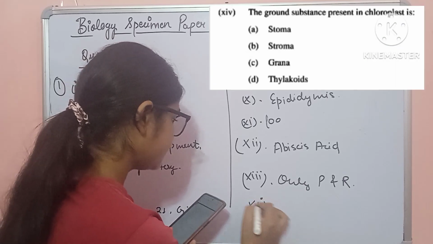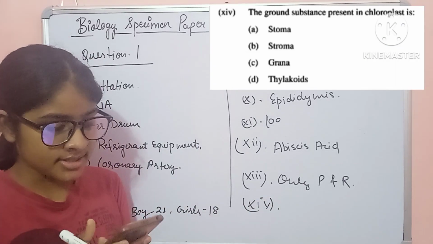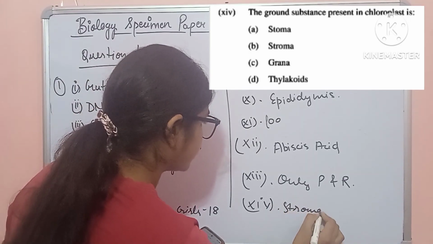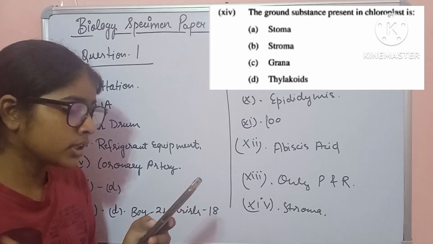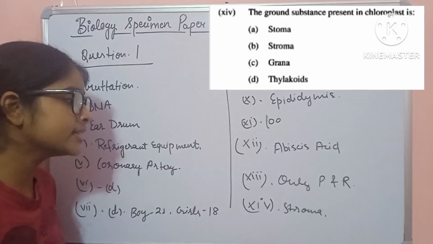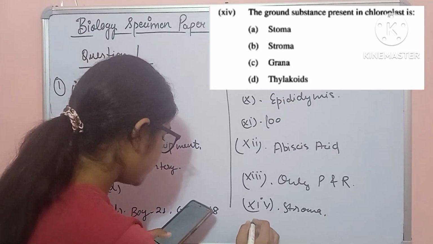Now 14. The ground substance present in chloroplast is stroma. Don't confuse, because stroma and stoma both are written in the options. Okay, but the answer is stroma, S-T-R-O-M-A. Now 15th part.